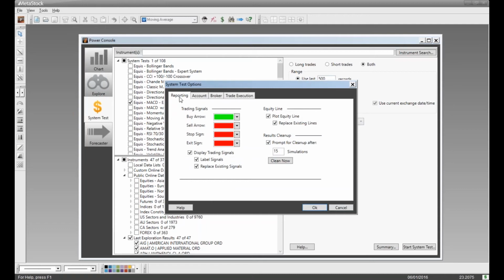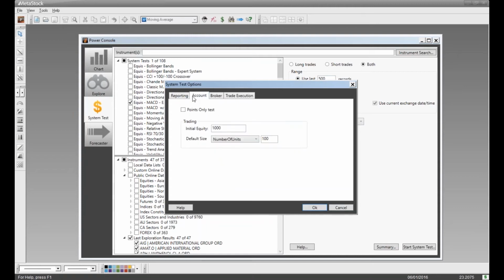Now, trade options, this is really where you get to hone in and make it very realistic to your current trading situation. So let's say that you have $10,000 in your account. Now, your default size is basically establishing your risk. In other words, do you want to trade a number of units per trade? Do you want to deal in a transaction cost? Or do you want to trade a percentage of your equity? So let's do a percentage of your equity.